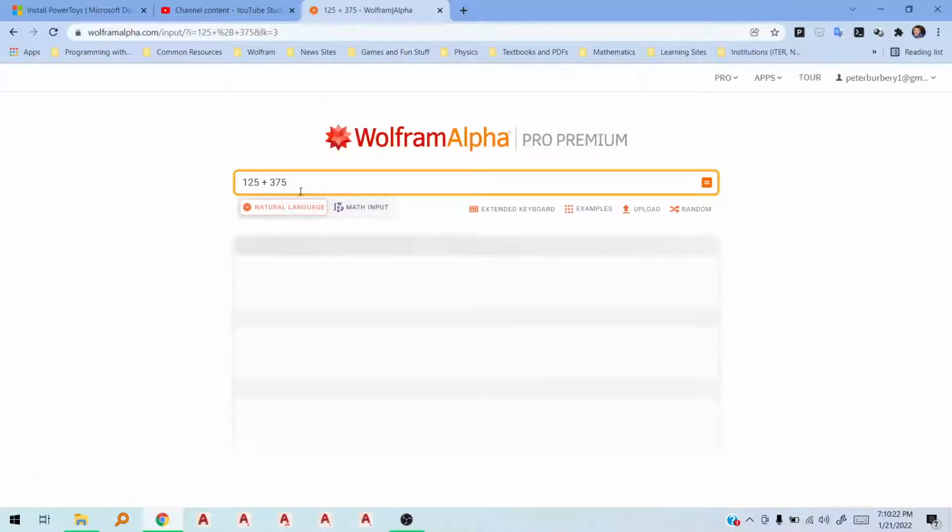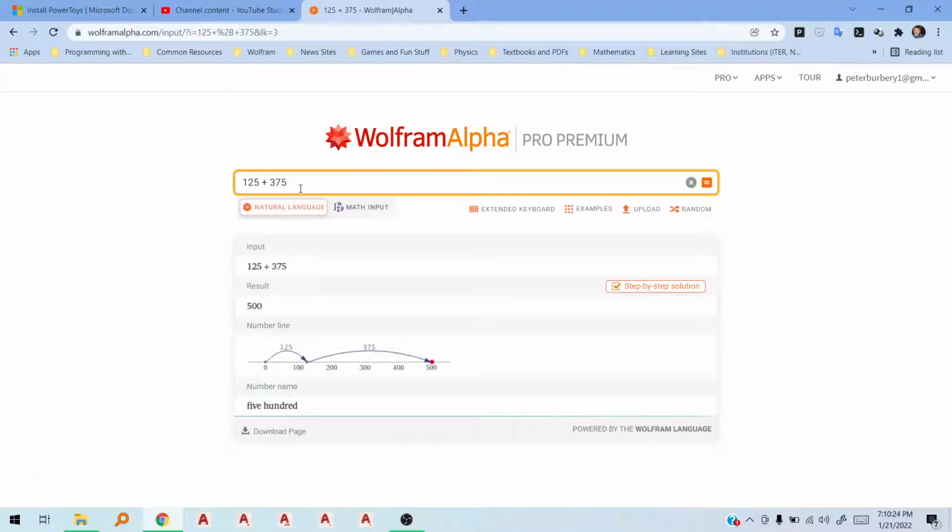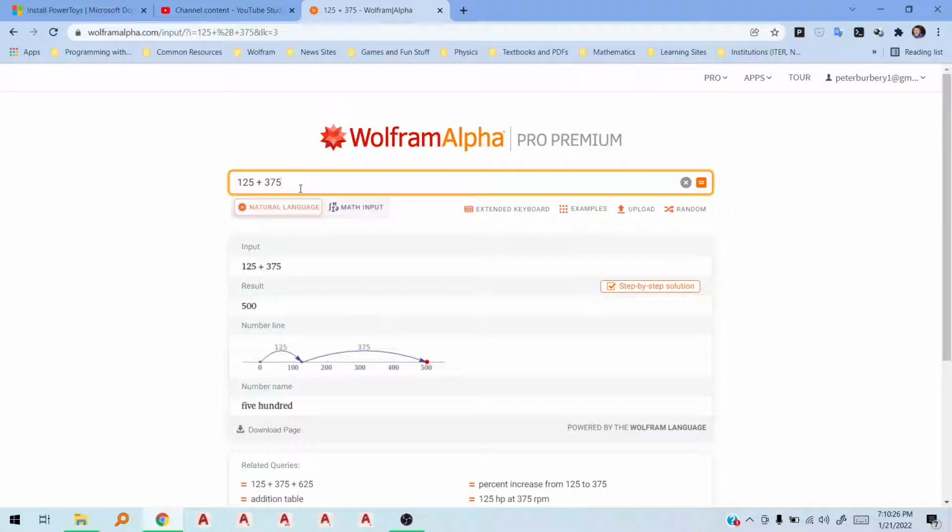Maybe I'm wondering what is 125 plus 375. I get the result as a number. I can also see it visualized in a number line to see how big of a jump each number is making and the final result. And I can see the number converted to a name.